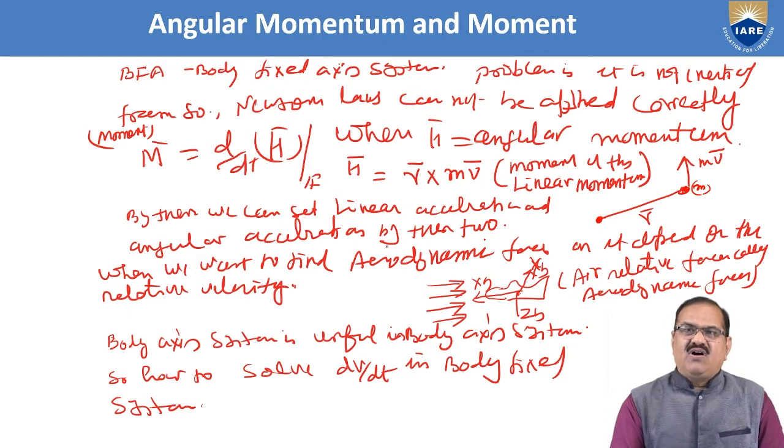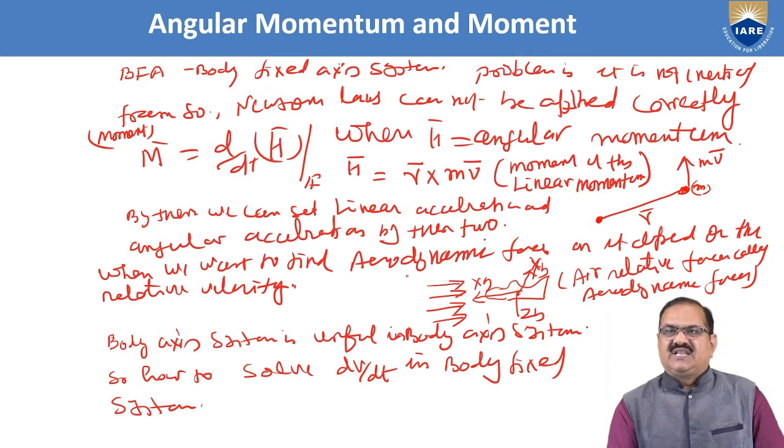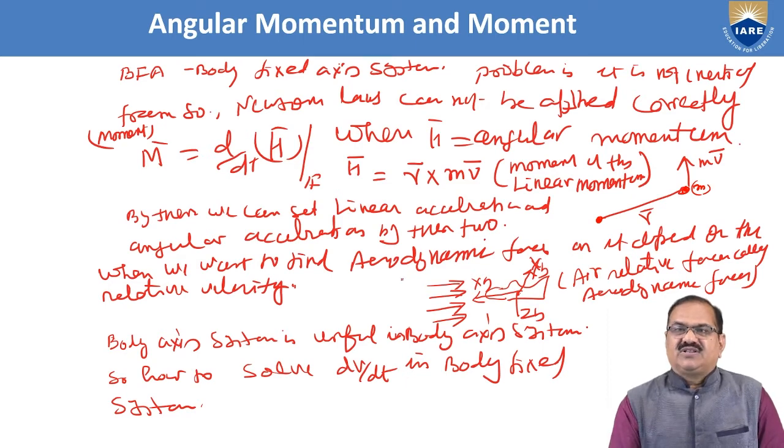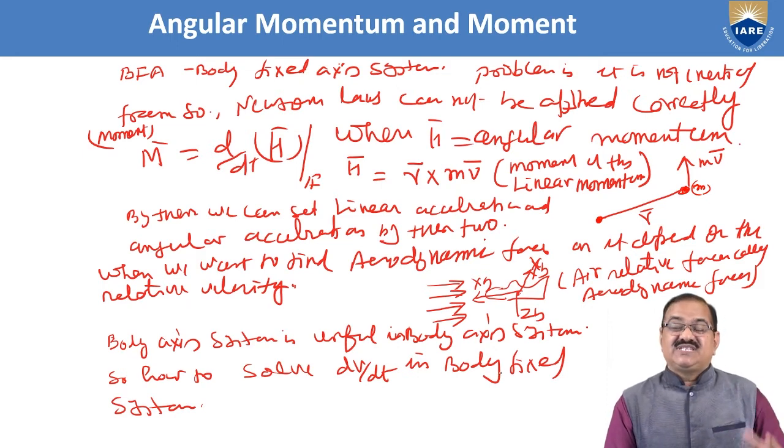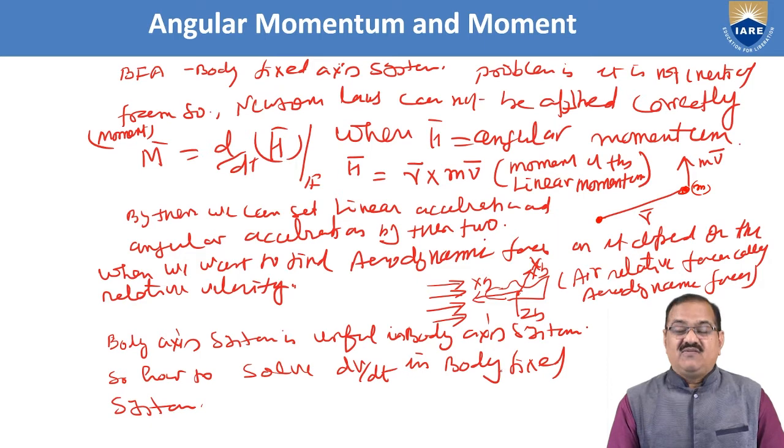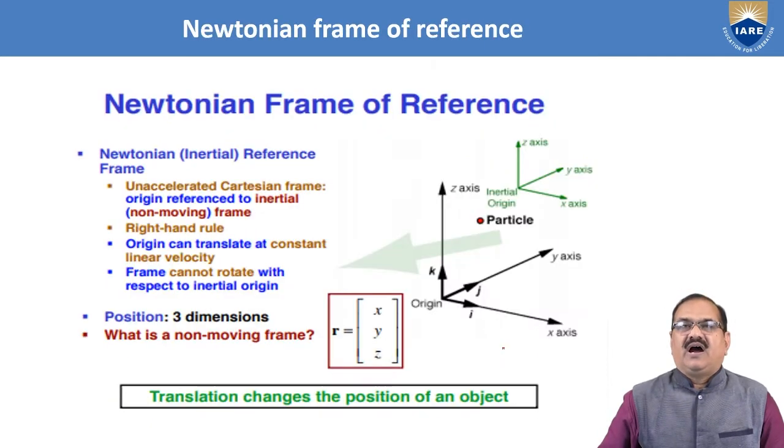When we want to find aerodynamic forces, like lift and drag, they depend on the relative velocity. So here we have to take the body fixed axis system. The body axis system is useful in this case. So how do we solve dv by dt in the body fixed axis system? This dv by dt in the body fixed system, how to solve it? This is the problem which we have to undertake.